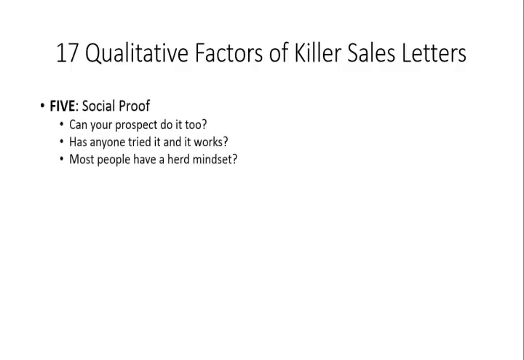Principle number 5, social proof. In other words, you want your prospect to feel like they can do it too. And so you want to give them testimonials. You want to give them the opportunity to see people who have benefited from what it is that you're offering. In other words, a prospect is asking, has anybody else tried this? Most people do have a herd mindset, so they like to see that other people have tried something before they move ahead.